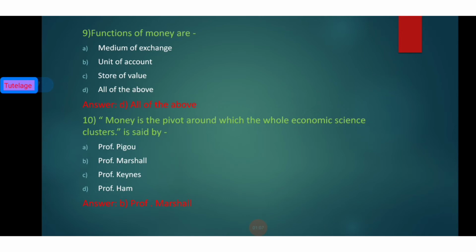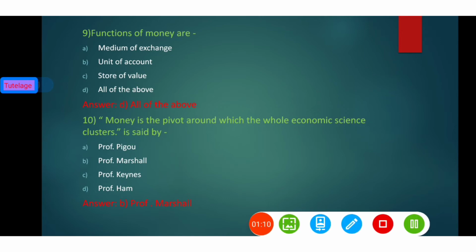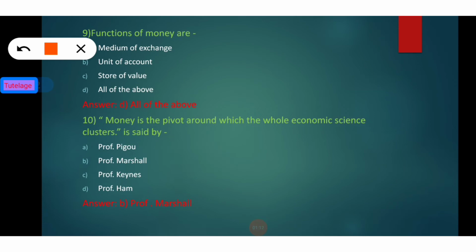So here the next question is, functions of money are. There are 4 options: medium of exchange, unit of account, store of value, and all of the above. So we all know that money is basically used as a medium of exchange, unit of account, and store of value. So that's why all are the functions of money. Okay, so option number D, all of the above, is the correct answer for this particular question. So now move on to the last question for this session.